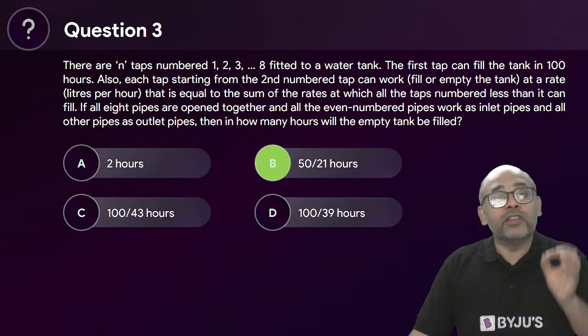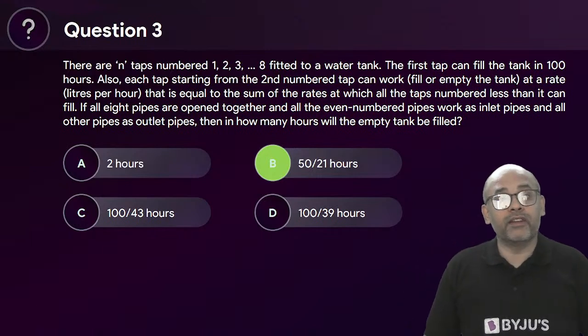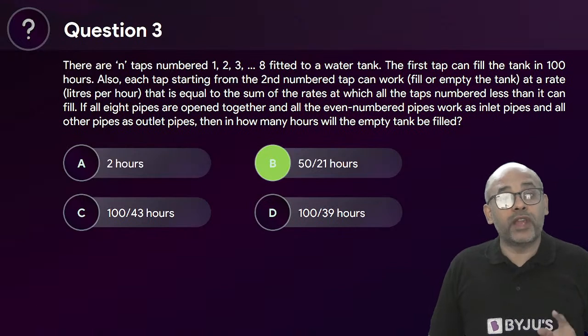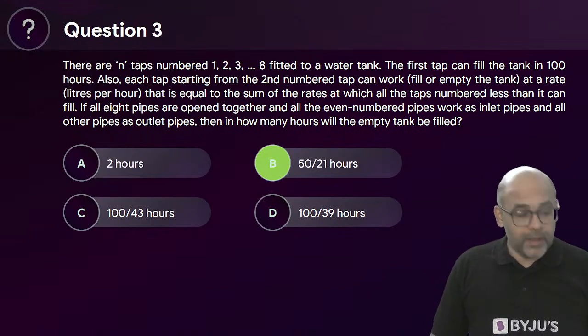So please be careful, guys. You have to be self-aware. Your decision should be done in a jiffy. That's the confidence you should have on your topics.